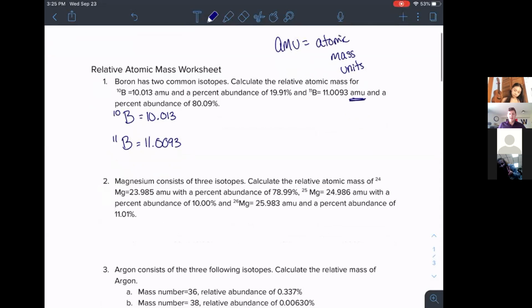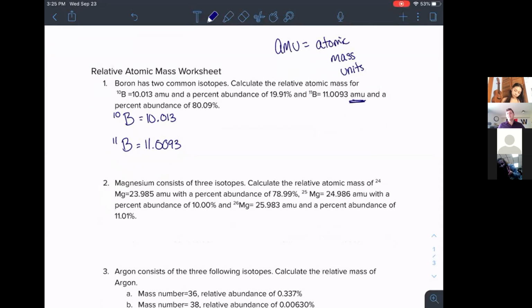And then that percent abundance. So percent abundance means that if I'm looking in nature, 19.91% of the time I'm going to find boron 10, and 80.09% of the time I'll find boron 11. So if I'm picking up boron off the sidewalk, which probably won't happen, but if I am, I'm picking up boron 11 most of the time, and 19.91% of the time I'm picking up boron 10.